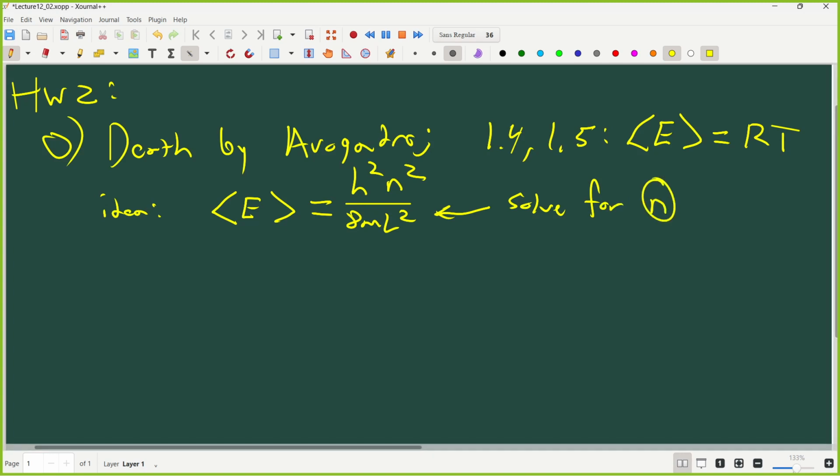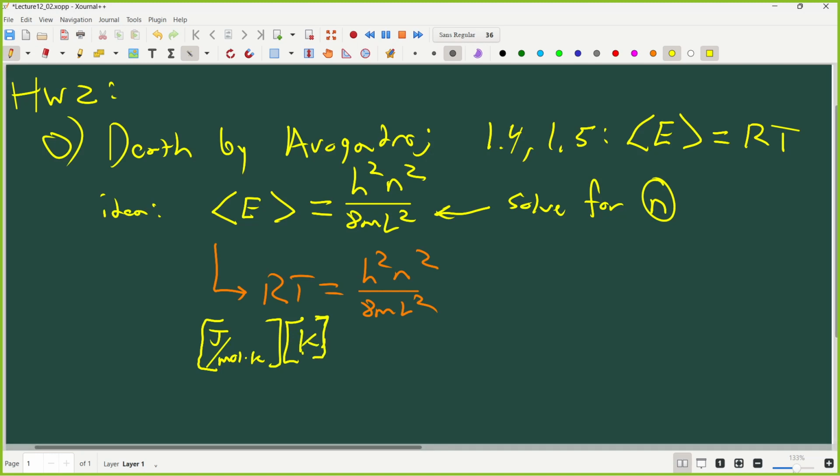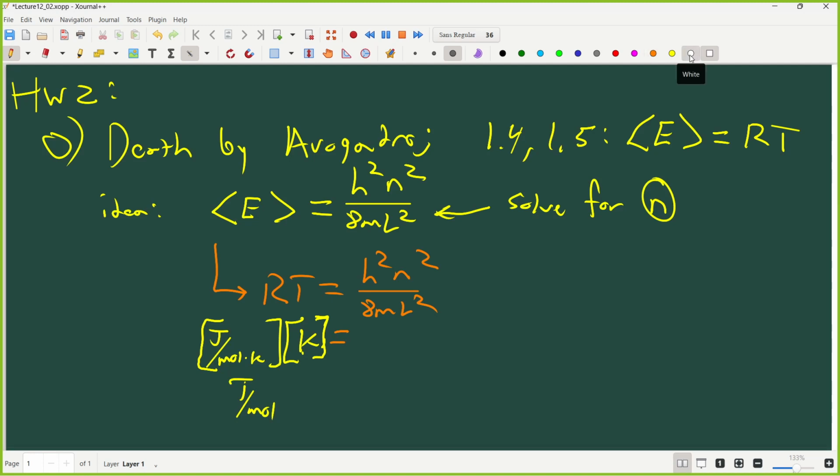What's the energy level associated roughly with this average energy? If I just put RT in here, we have RT equals h squared n squared over 8 m L squared. I'm going to do the unit analysis here. On the left side, R has units of joules per mole per Kelvin. And of course, temperature is in Kelvin. So the net units on the left-hand side of this equation are joules per mole. I won't go through the analysis on the right-hand side, but we know it comes out to energy.